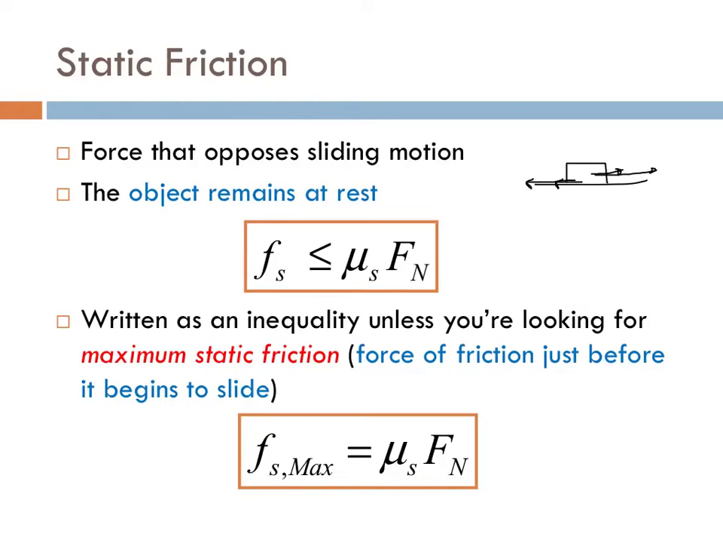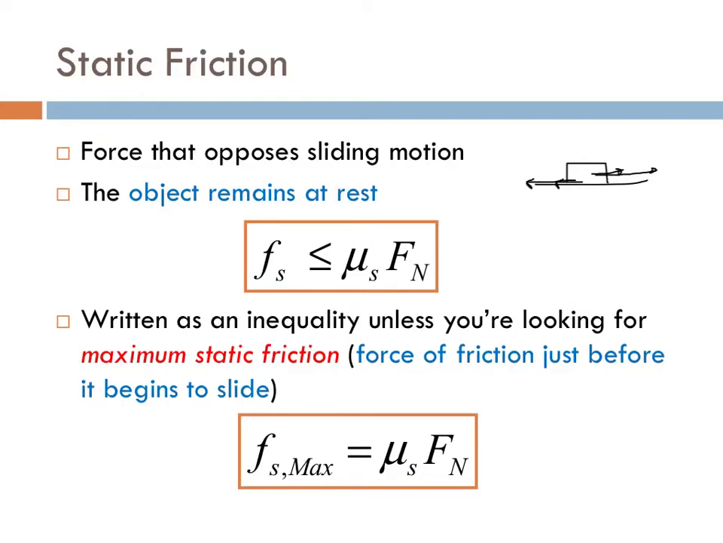So with static friction, our first equation is an inequality, meaning that our static friction is less than or equal to our coefficient of static friction, which is represented by a mu, which is this Greek letter here, times our normal force. Remember that normal force is not always equal to just mass times gravity. Remember that on an incline, that could actually be equal to mass times gravity times the cosine of theta.